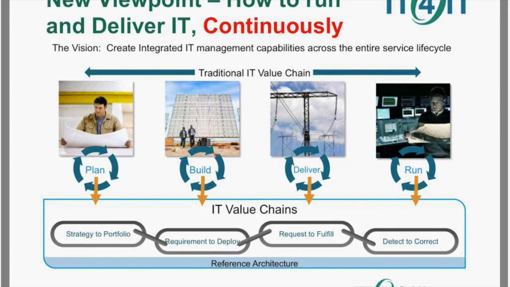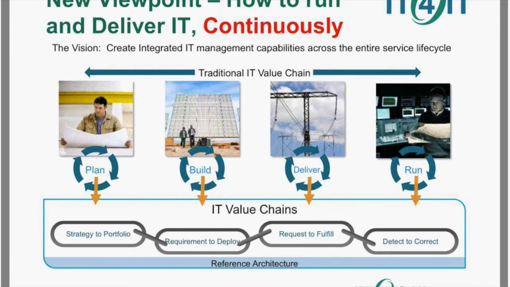And so from an IT viewpoint, that means you look at the first view, the plan stage, where in IT4IT, that's the strategy to portfolio value stream. And that's where you think about how do you make the right investments so that you can have things in your IT portfolio that deliver what your business strategy needs.